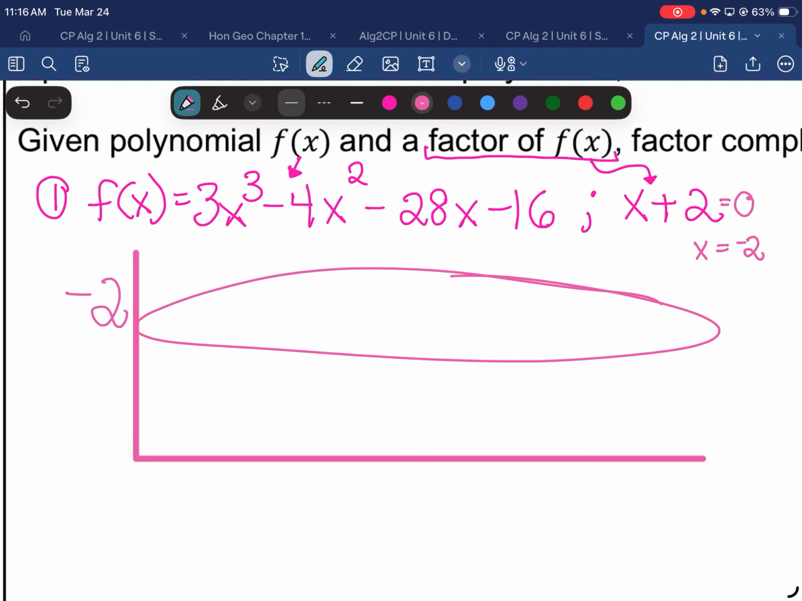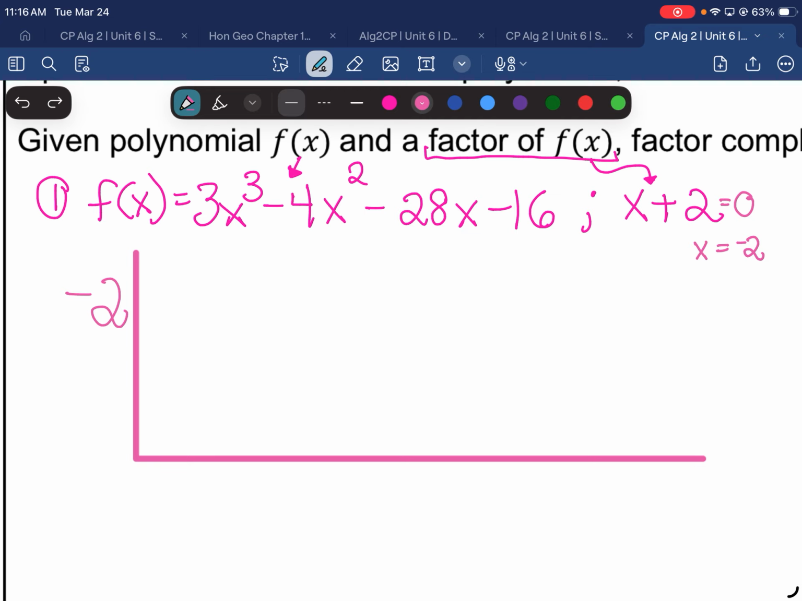What goes in my box right here? Caitlin: 3, negative 4, negative 28, negative 60. Yep, we call those the coefficients of your polynomial. So use the factor to find the 0. That's what goes out here. Write all of your coefficients in the top row.